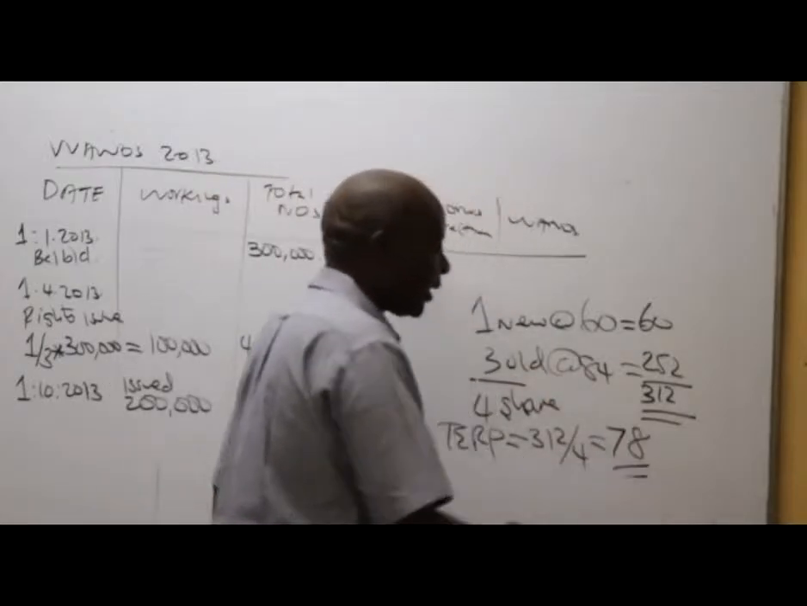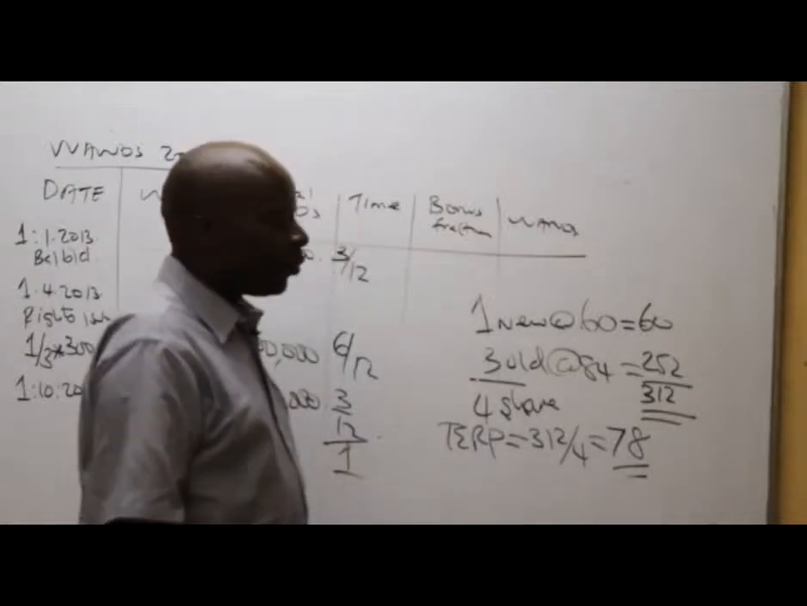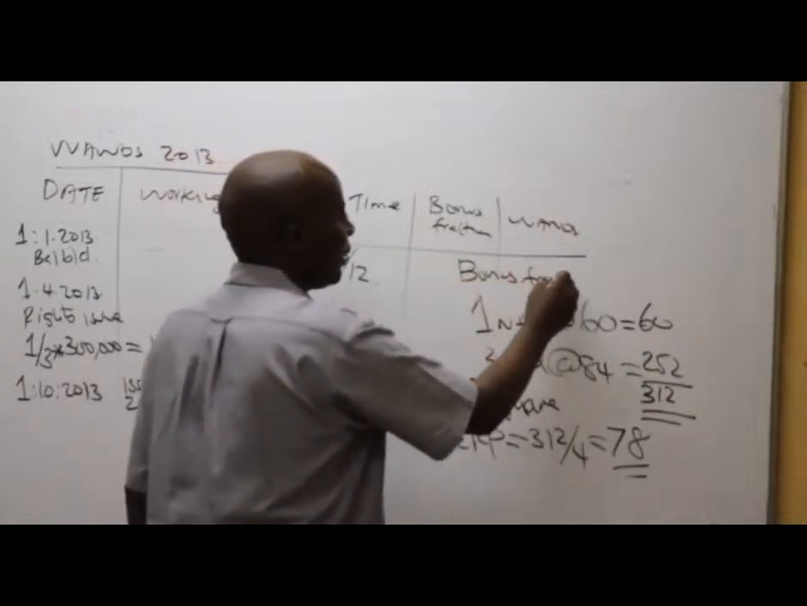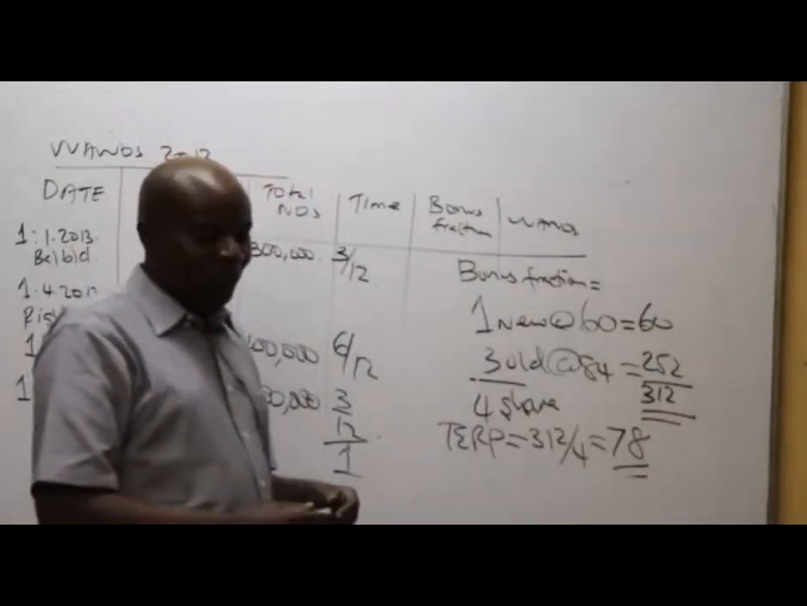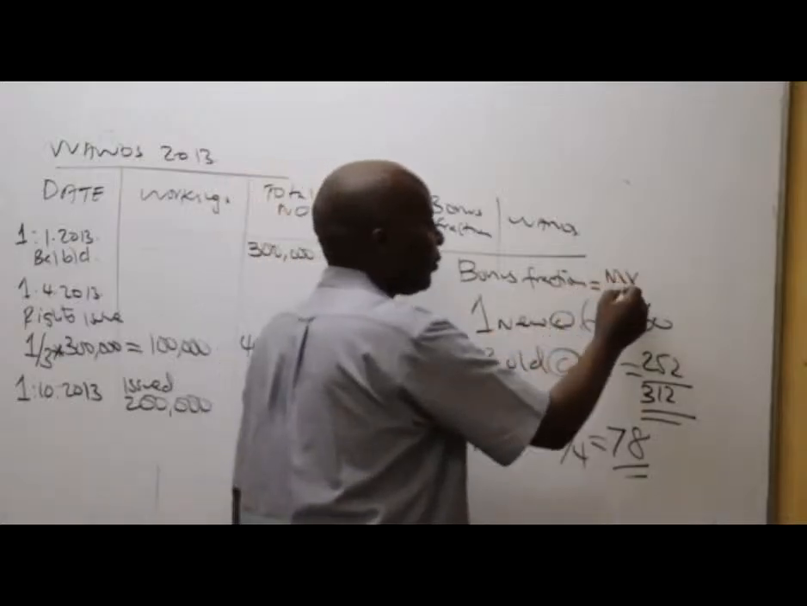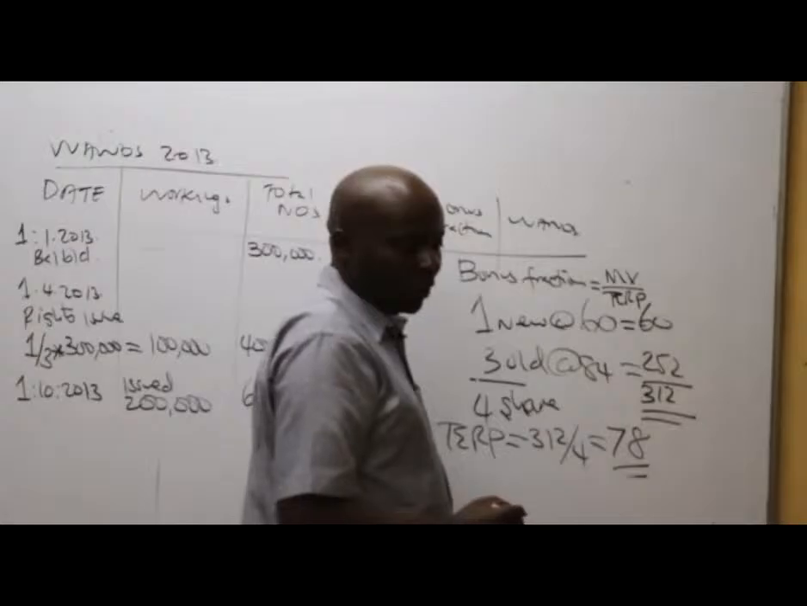So this is 78 like that. Then what is the bonus fraction? Let me see. What is the bonus fraction? I'll take the market value over the term. Market value all over the term. Nimeona mmoja amechukua opposite.